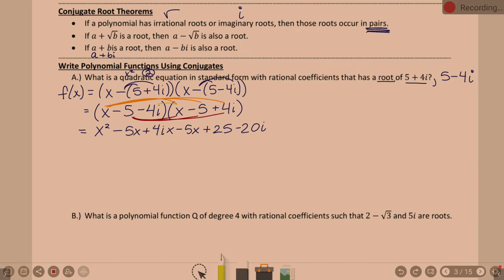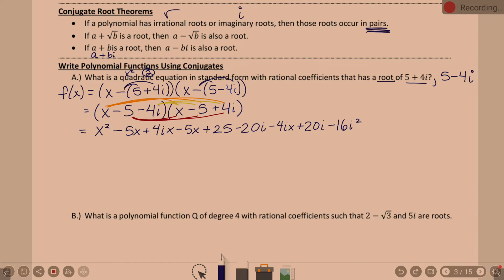Now take the negative 4i and distribute it. Negative 4i times x, minus 4ix. Minus 4i times minus 5, plus 20i. And minus 4i times plus 4i, minus 16i squared. We just multiplied a trinomial times a trinomial, right? A 3 by a 3. If you multiply a 3 by a 3, you should at this point have 9 terms.